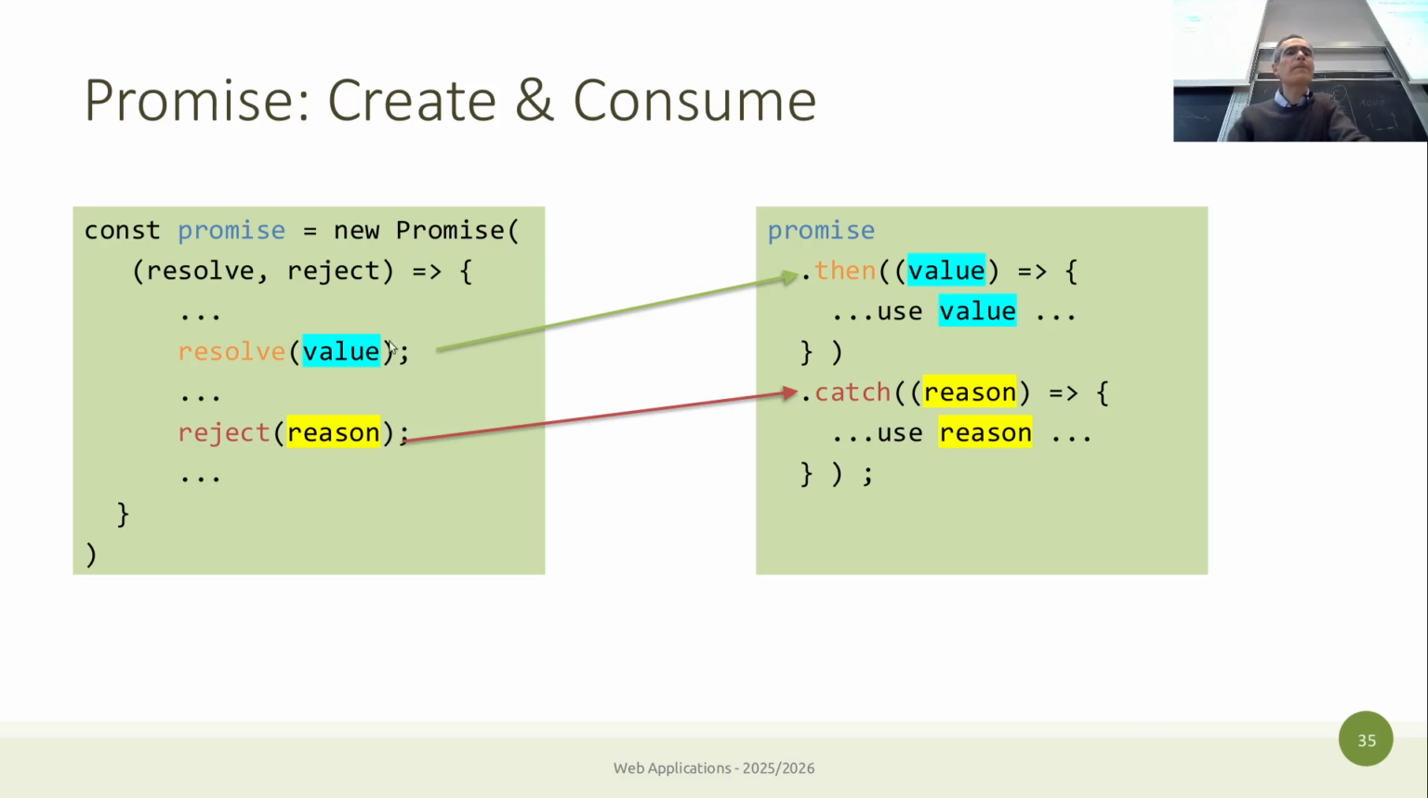So in short, on one side you create the promise, and you decide at a certain point to call resolve and reject with two values, and these values will be recovered in the callbacks attached to the promise through the then and catch methods. Okay? That's the basic structure of the promises.